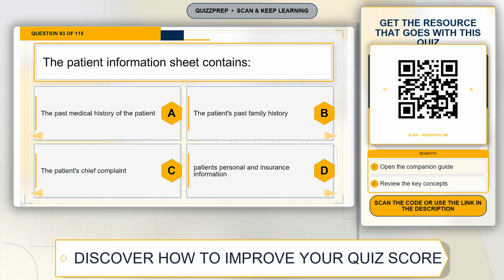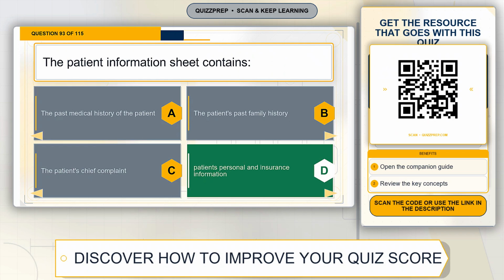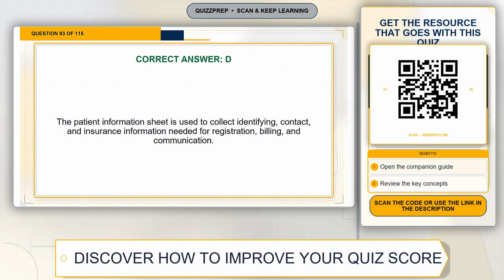Question 93. The patient information sheet contains: Option A, the past medical history of the patient. Option B, the patient's past family history. Option C, the patient's chief complaint. Option D, patient's personal and insurance information. The correct answer is option D, patient's personal and insurance information. Explanation. The patient information sheet is used to collect identifying, contact, and insurance information needed for registration, billing, and communication.